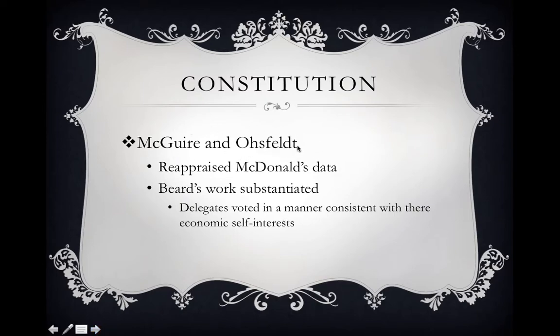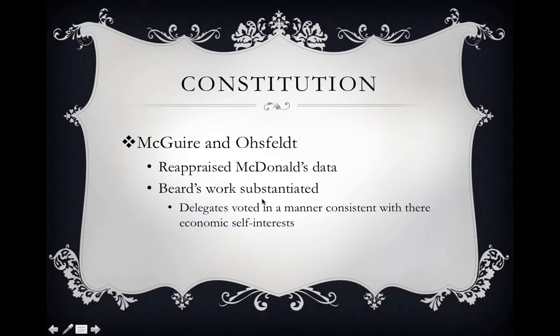In particular, let's remember these two individuals, McGuire and Osfelt. They do some very fancy econometric modeling on the voting pattern. They look at the data and they reappraise MacDonald and they take a look at Beard. And what they did is, as I said, they ran econometric models to try and predict how individuals voted, and they find that delegates voted in a manner consistent with their economic interest. So basically, they substantiate Beard and sort of undercut MacDonald.